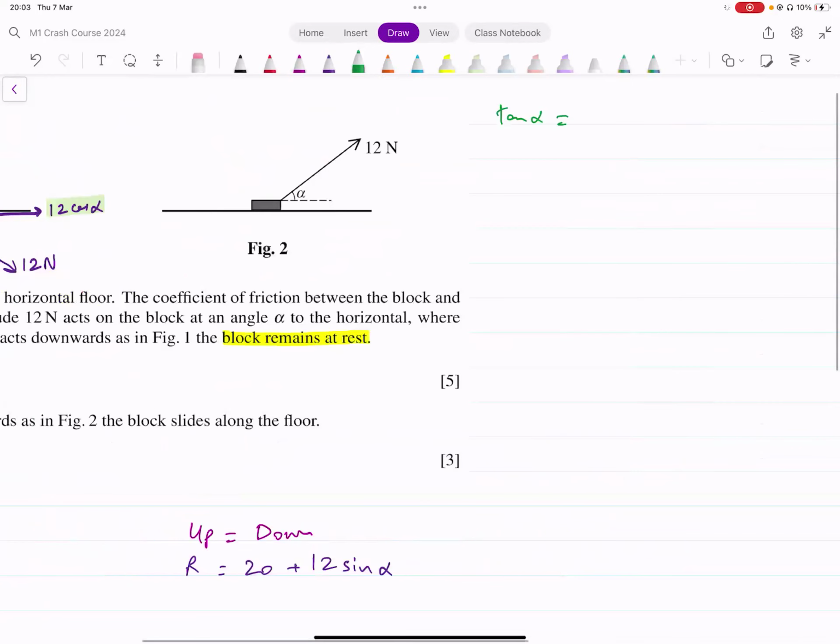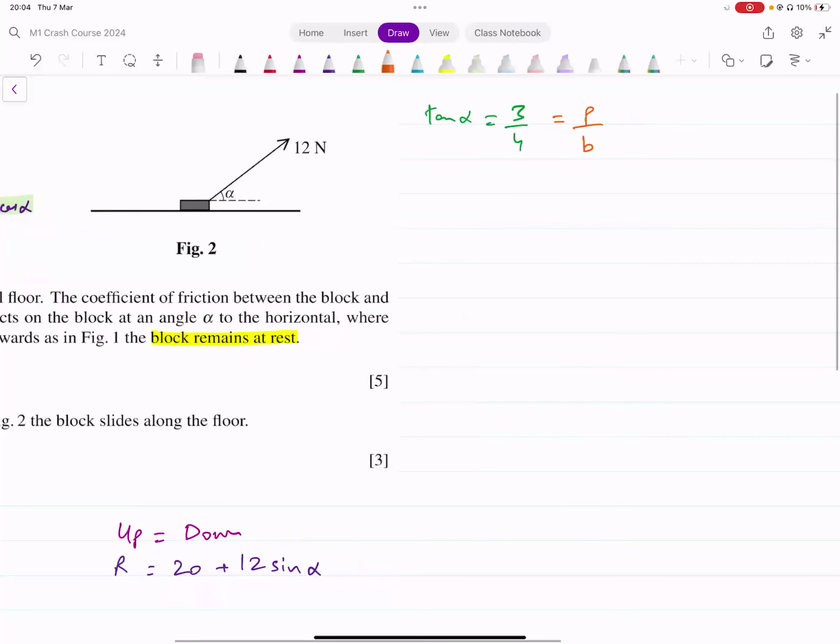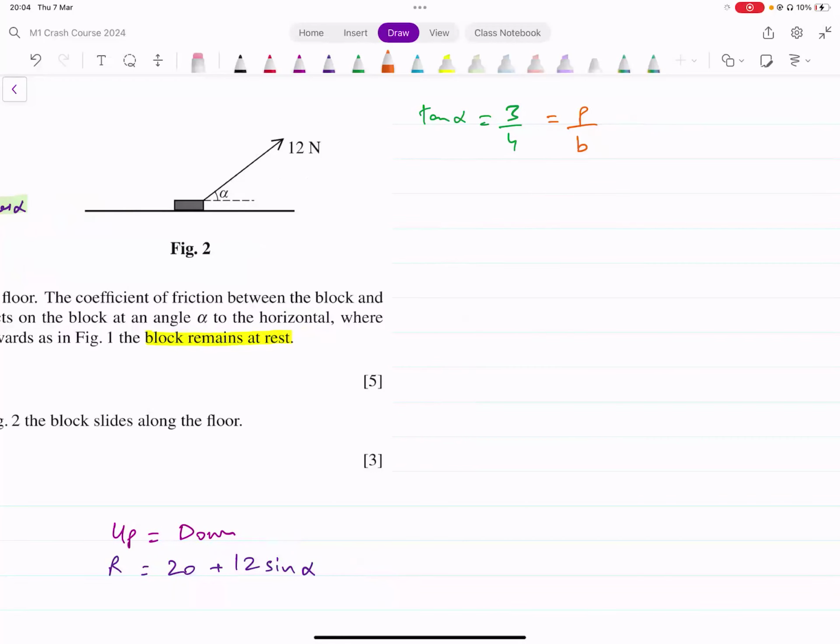If tan alpha equals 3/4, how is tan defined? Tan is defined as perpendicular over the base or opposite over adjacent, however you want to write it. Perpendicular over base. Now, if perpendicular is 3, then base would be 4. And what about hypotenuse? Hypotenuse square should equal base squared plus perpendicular squared. And that should give you h equal to square root of 25, which is 5. So if perpendicular was 3 and the base was 4, the hypotenuse of that right angle triangle would turn out to be 5.